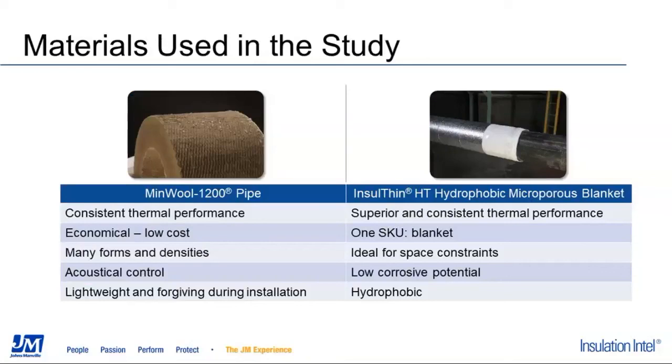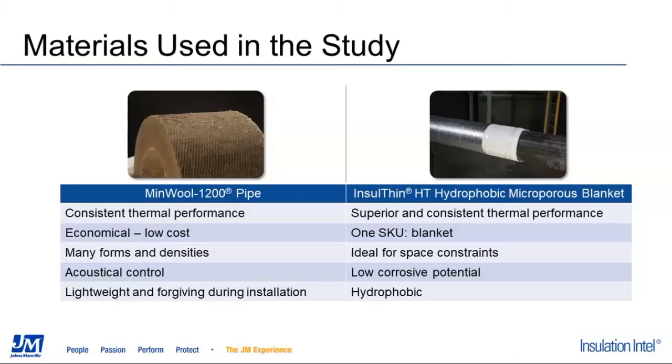I'm not going to touch on that, but I will introduce Insulate HT hydrophobic microporous blanket, which is used here. And why do we select it? Well, it's really our best thermal performance insulation within the standard industrial portfolio, other than the compression pack aerogel material.